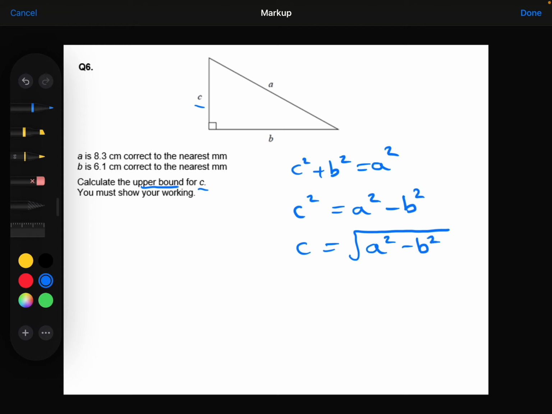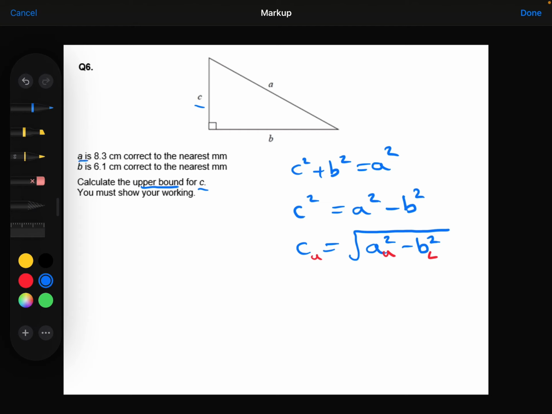Now, if I want the upper bound of C, I am going to want to work out the upper bound of A squared, take away the lower bound of B squared. If I want the upper bound, I'm going to be wanting to do the biggest number squared, take away the smallest number squared. So, let's work out our bounds.